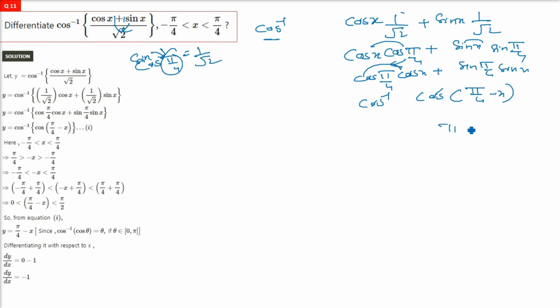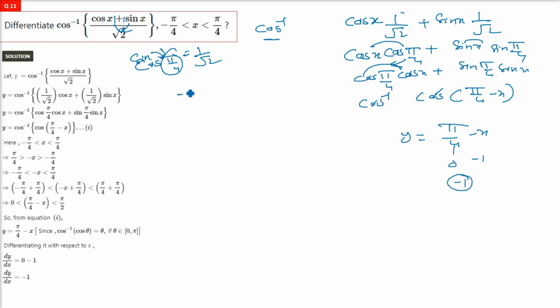Cos inverse you can cancel. You have pi by 4 minus x. You have to differentiate. Pi by 4 will be 0, and negative x is 1 only. So negative 1 will come. The differentiation is not that issue. It will be negative 1, and that is your answer also. But you have to show the examiner that you have done it correctly.